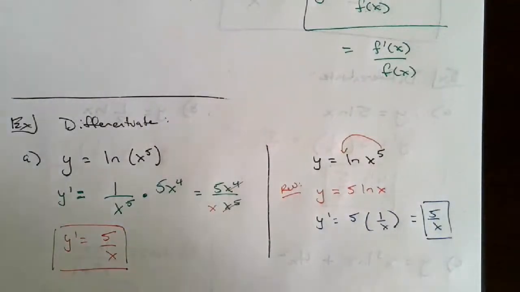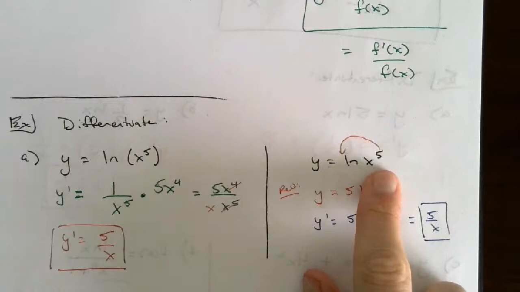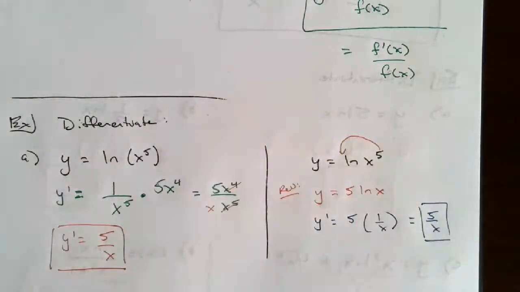This only works if your argument is something to a power, it's just a whole factor to a power. So in this case, this is a way of rewriting it to get there maybe a little quicker, but you don't always want to do that because it won't always work out as nice. And you'll see that in the next example.